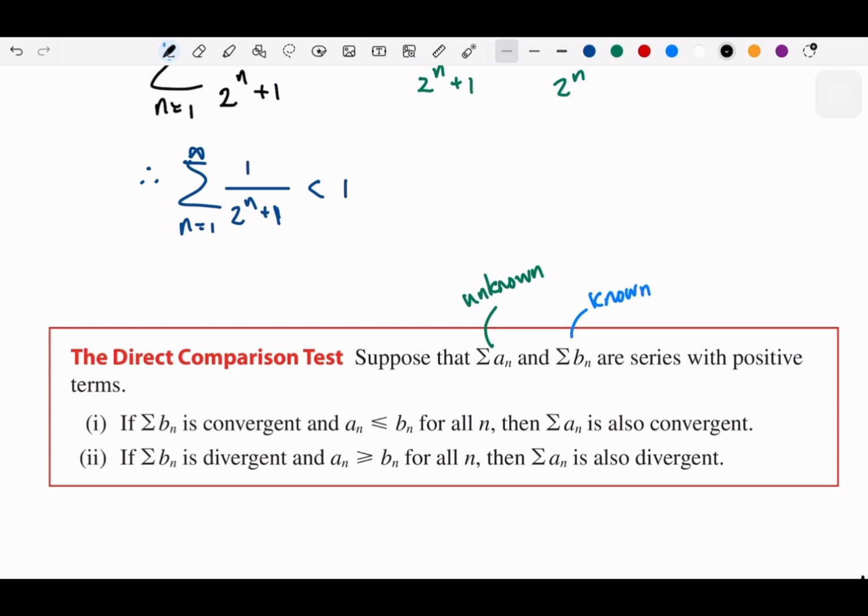Similarly, but you need to be careful now. If b_n is diverged, and see the difference, now we have that a_n is greater than b_n. Then for sure, because b_n is diverged and a_n is greater than b_n, a_n must be diverged. Now the problem will be if b_n is diverged and a_n is less. That's a problem, and we cannot make any conclusion. We need to use another method.